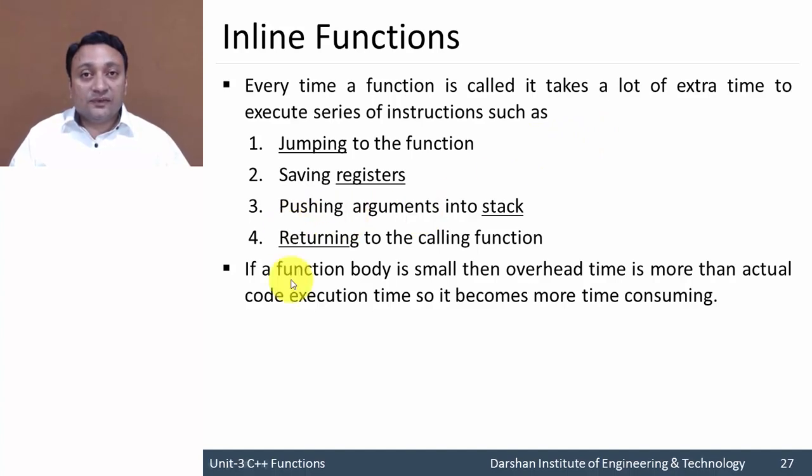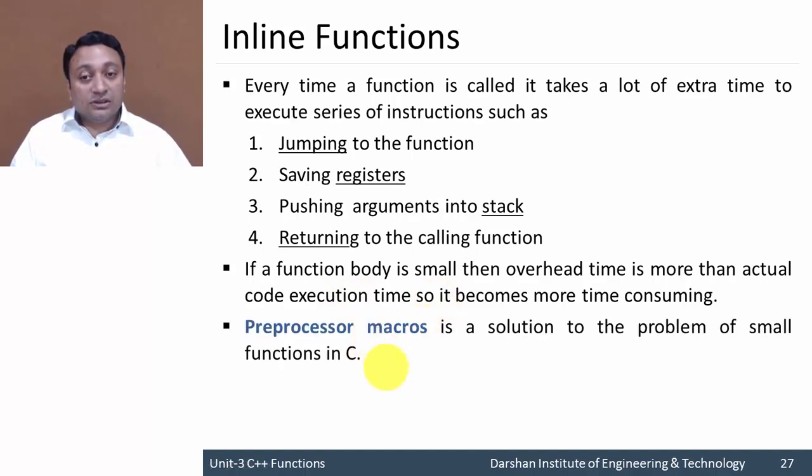So if the user defined function's body is small, that means if you have created functions with one or two statements or one or two computation statements, then overhead time is more than actual code execution time. So it becomes more time consuming. So we need a solution. So in C language, preprocessor macro is a solution that we have seen in the previous slide, that circle area having a very small definition that was calculating pi into r only. So we have preprocessed that definition using preprocessor macros in C.